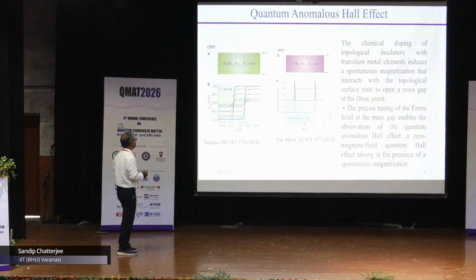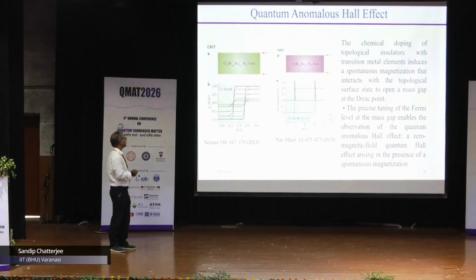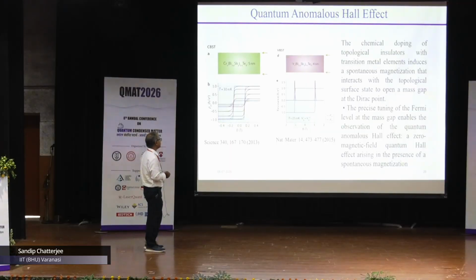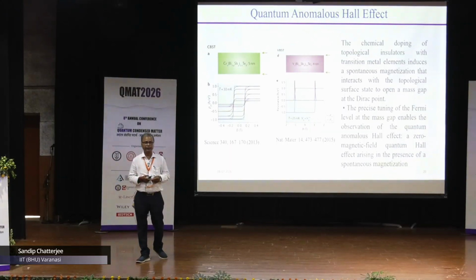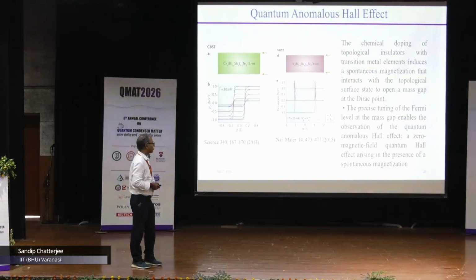So the quantum anomalous Hall effect is important, because in it, at zero magnetic field, you will get a finite Hall resistivity value. That is why it is important from the application point of view. Without application of a magnetic field, you will get the Hall resistivity. That is the quantum anomalous Hall effect.